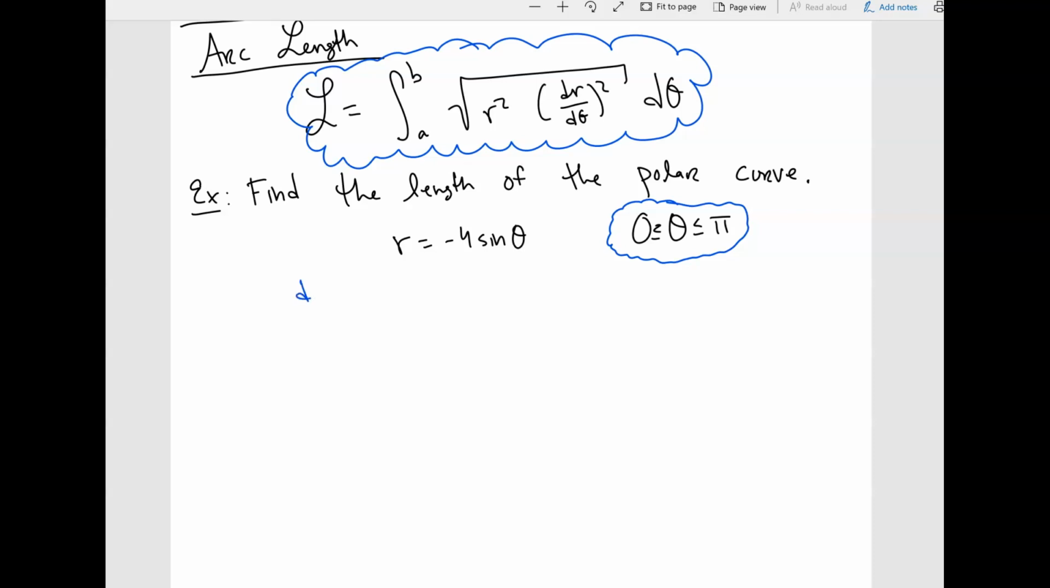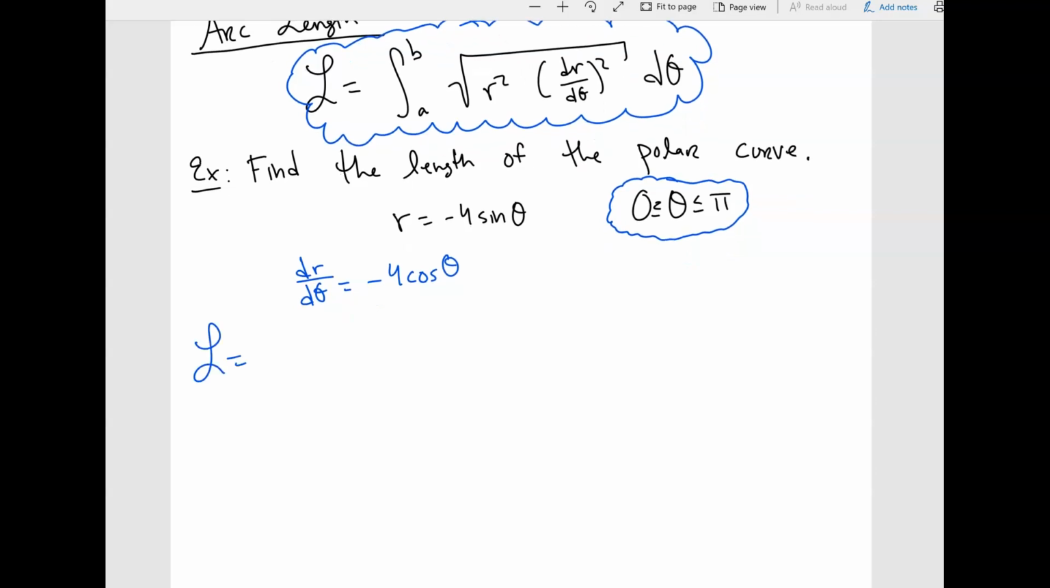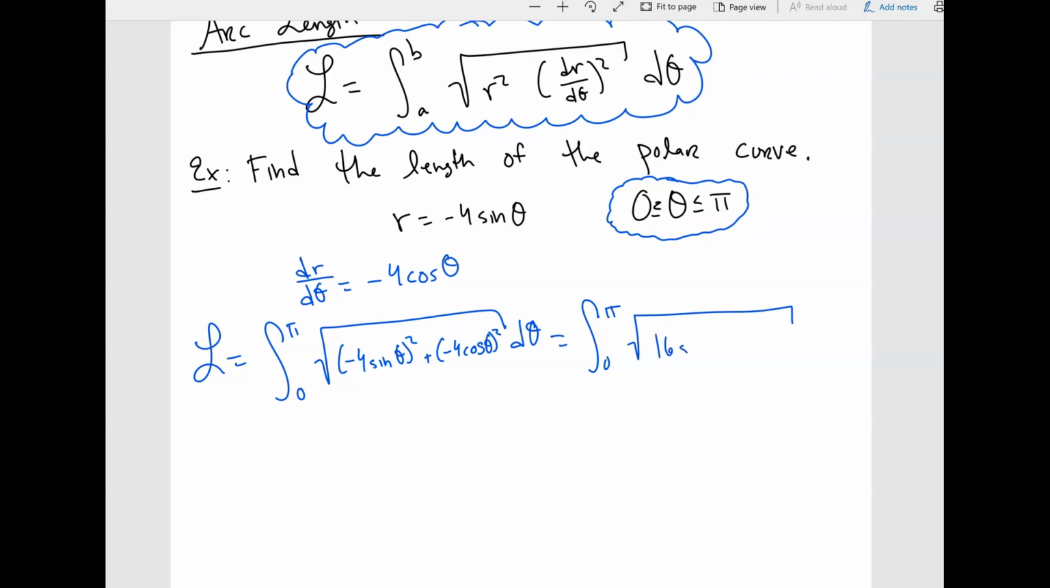So the first thing that we want to look at is dr over d theta. That's going to be -4 cosine of theta. Okay, and now let's plug it into the formula. So L equals the integral from 0 to pi of the square root of r squared, where r in this case is -4 sine of theta, squared, plus -4 cosine of theta squared, d theta. So from 0 to pi, you're going to get the square root of 16 sine squared theta plus 16 cosine squared theta, d theta.